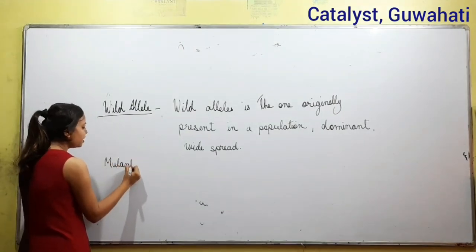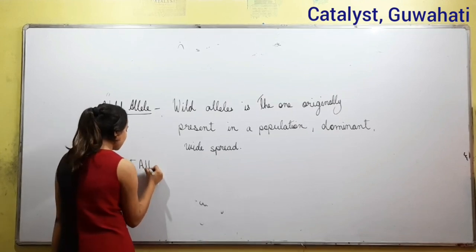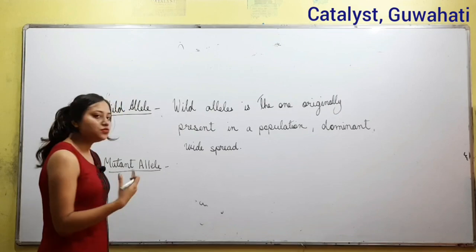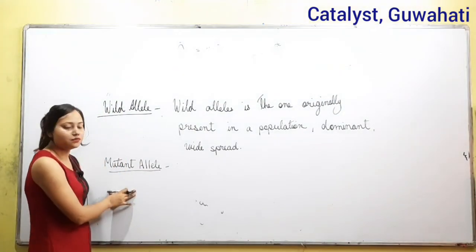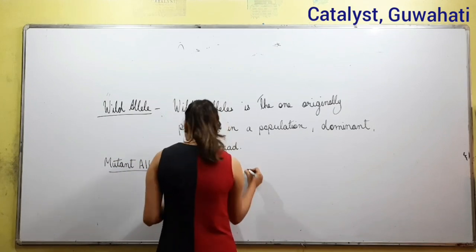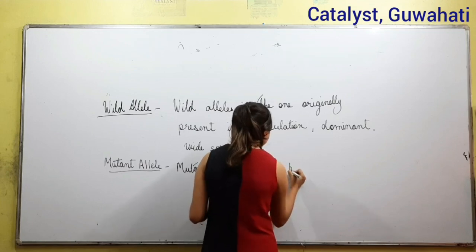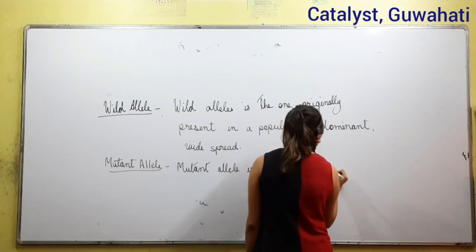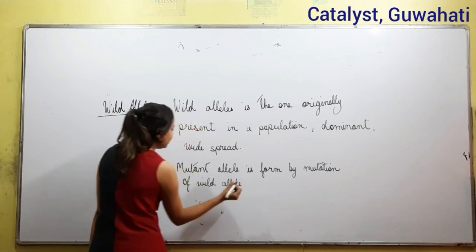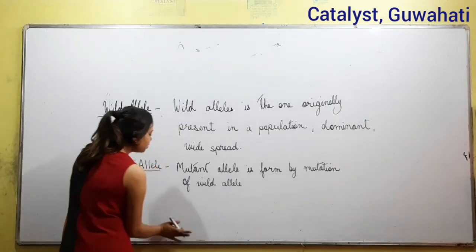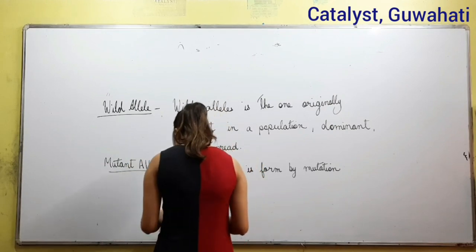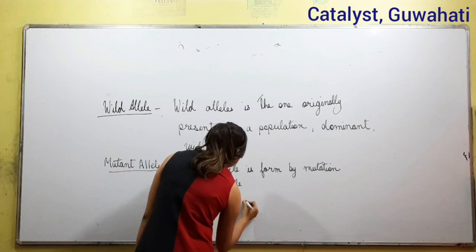What will a mutant be? Mutant means change. A mutation happened, a change happened. That is called a mutant allele. When a wild allele becomes mutant through mutation, we call it a mutant allele. A mutant allele is formed by mutation of the wild allele. So when a mutation occurs in a wild allele, we call it a mutant allele. And it is generally recessive, and is less common in a population.